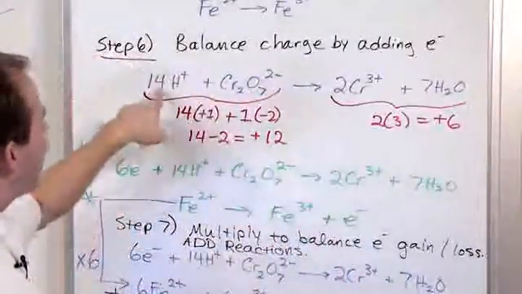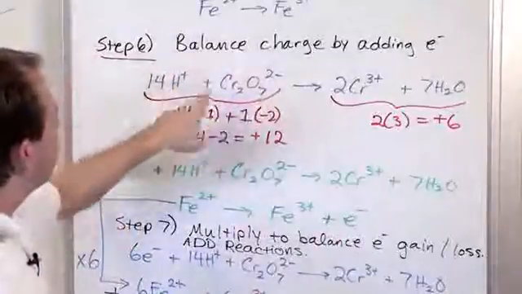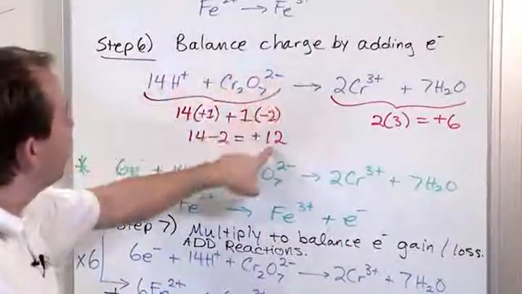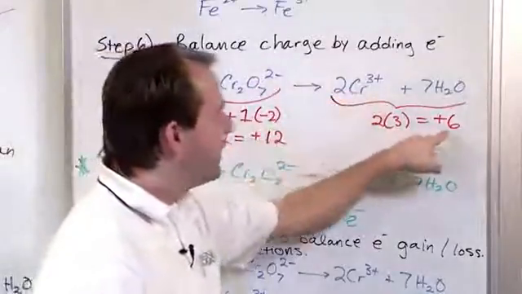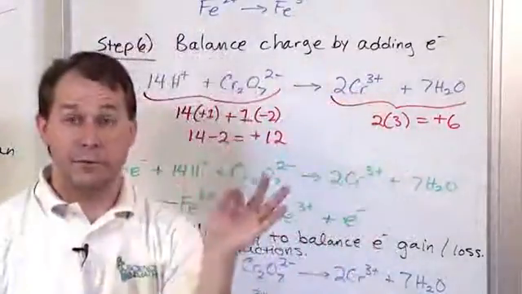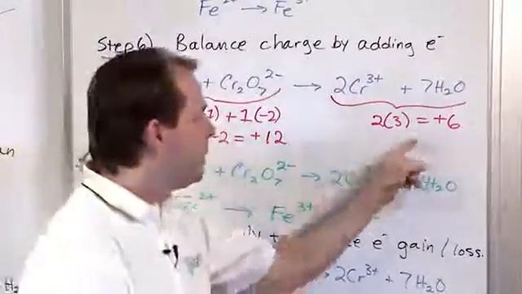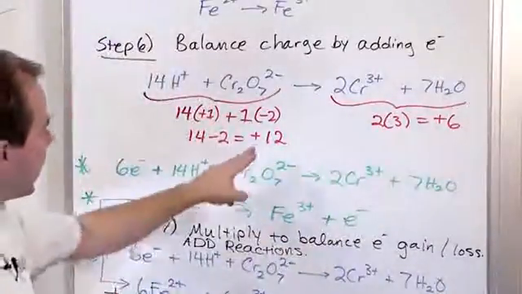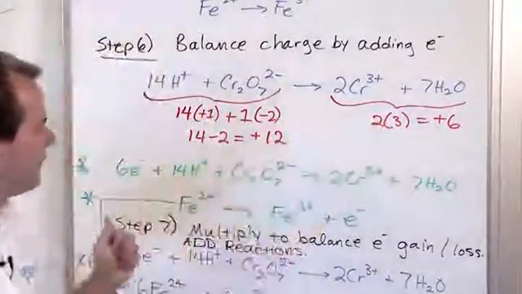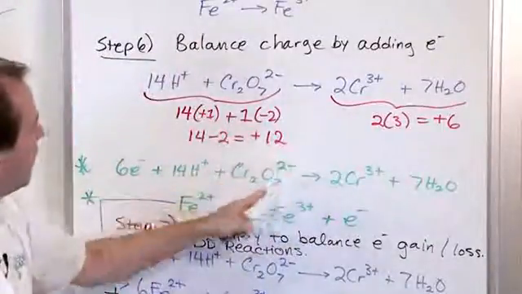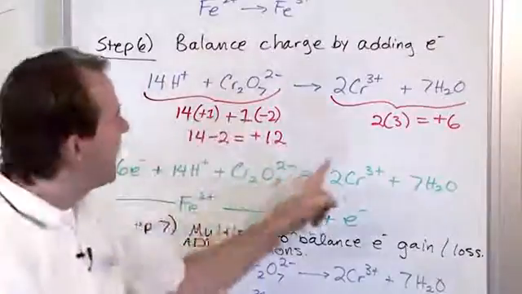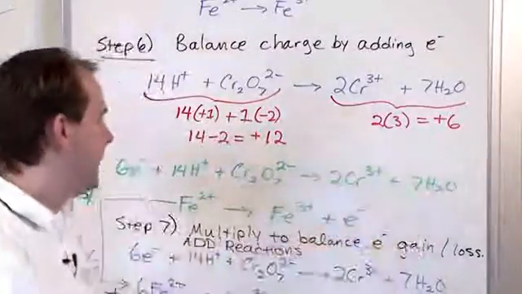So what you do is you add up the charge on both sides. Here you have 14 minus 2, so positive 12 over here. Here, 2 times 3 gives you 6. So you have to take into account the numbers that are in there. So you have positive 6. So you have 12 and 6, and then I can add electrons to one side. So I add 6 electrons over here to bring this charge of the left-hand side into balance with what we have on the right-hand side.